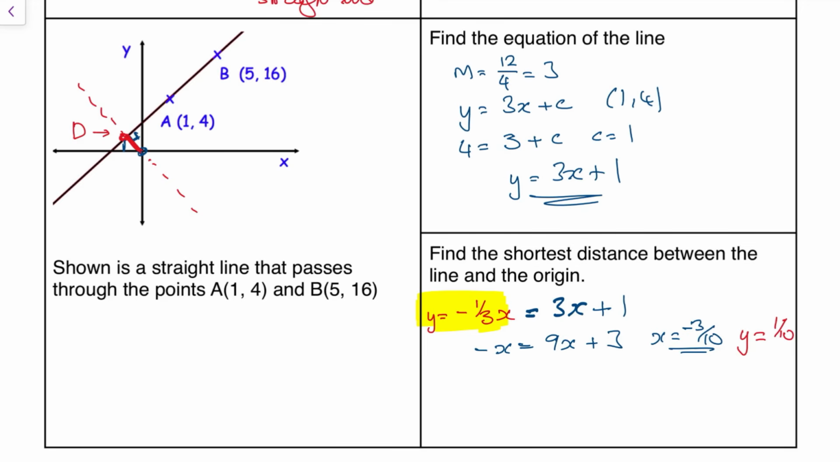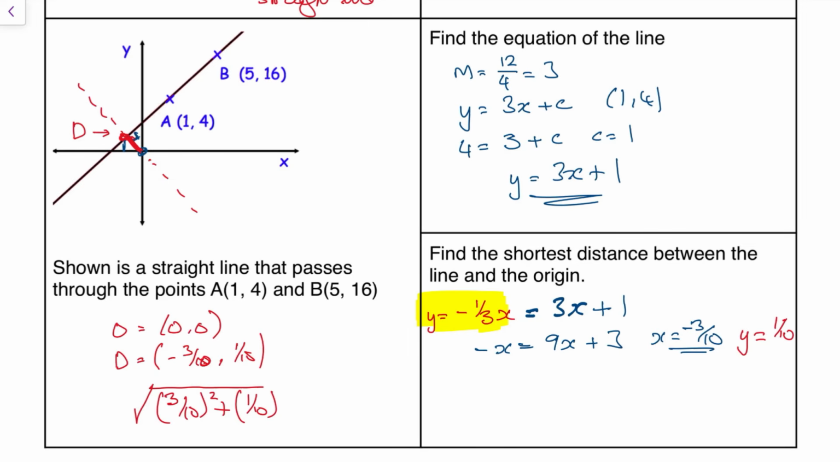Let's be really clear what I've got. So I've got the point O, which is my origin, which is 0, 0. And I've got the point D that I've just worked out, which is minus 3 over 10, 1 over 10. And then I need to work out the distance between those 2 points, because that is my shortest distance. How do I do that? Well, it's just Pythagoras. So 3 over 10 squared plus 1 over 10 squared. Calculator out. And the calculator tells me it's root 10 over 10. In fact, I will write that down. So root 10 over 10. So that's my exact value.